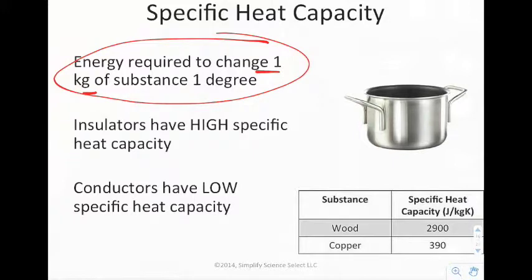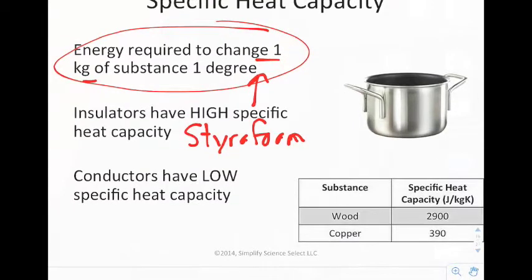Now, insulators, things that insulate from heat like styrofoam or wood, have a very high specific heat capacity, and conductors have low specific heat capacity. So wood takes 2,900 joules to change the temperature 1 degree. Copper requires almost an eighth of that, so it requires much, much less energy to change the temperature of copper.